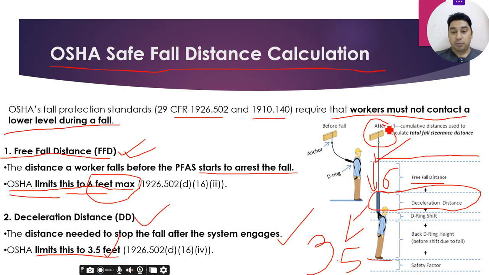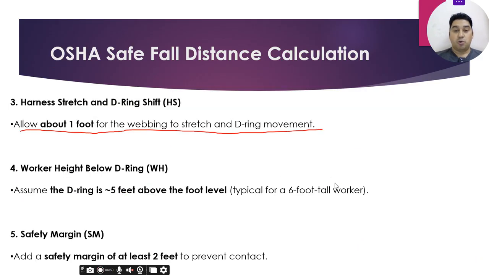So when the D-ring is moving here, okay, so the D-ring is here. So webbing stretch and D-ring movement. The webbing is there and the D-ring movement should not be more than 1 foot. Okay, that is the harness shifting.